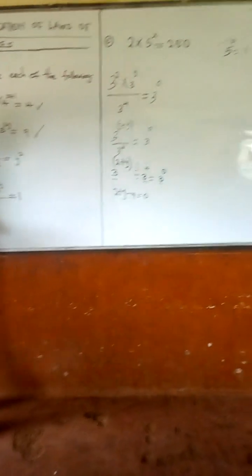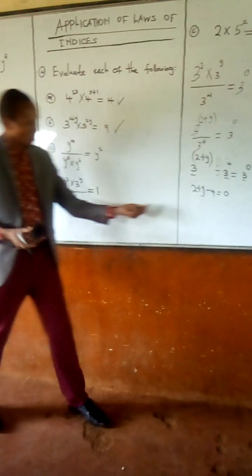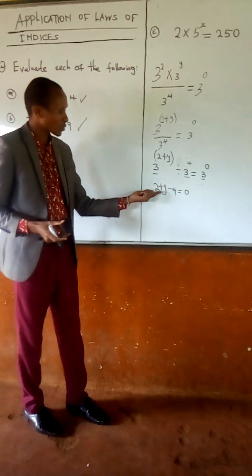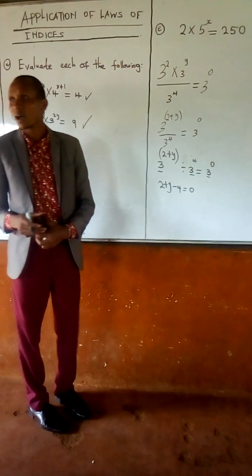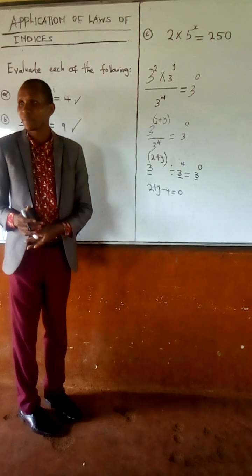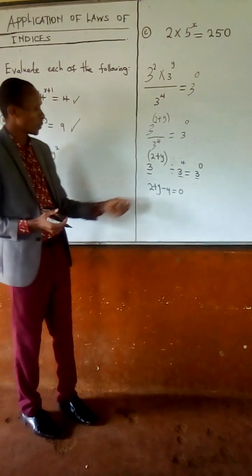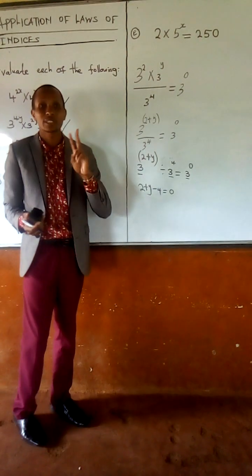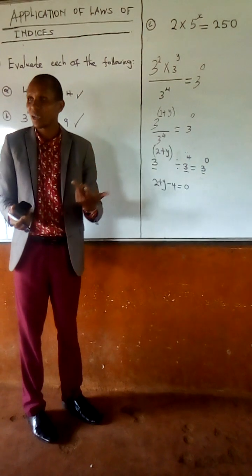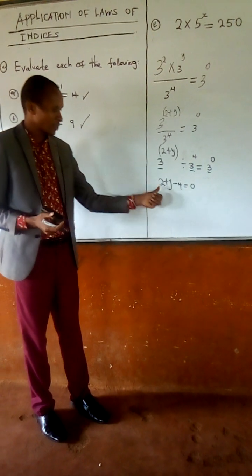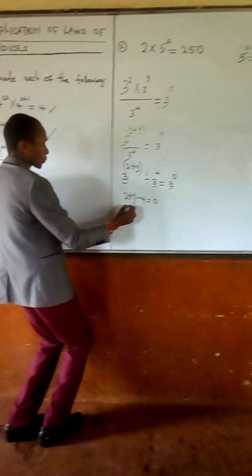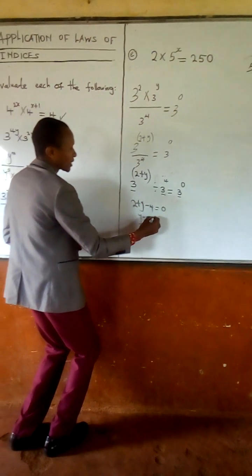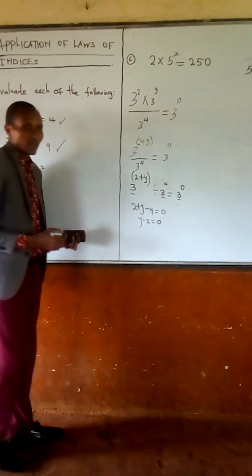Now from there, class, let's simplify first of all. This is 2 plus y minus 4. 2 minus 4. It's like someone owes you 4 shillings and you have 2 shillings. After paying the debt, you still have to pay 2 shillings more. So this is the same as y minus 2 is equal to 0.